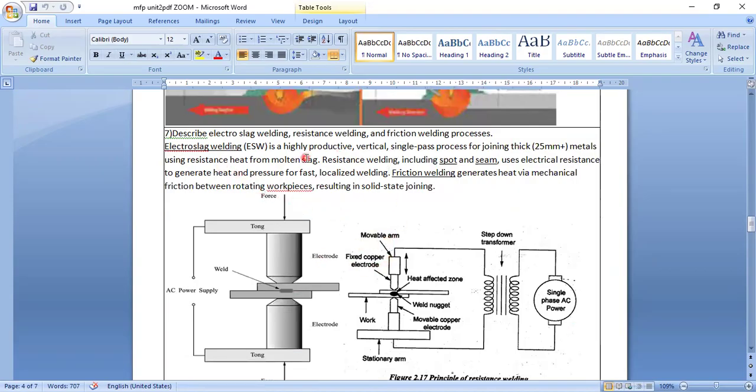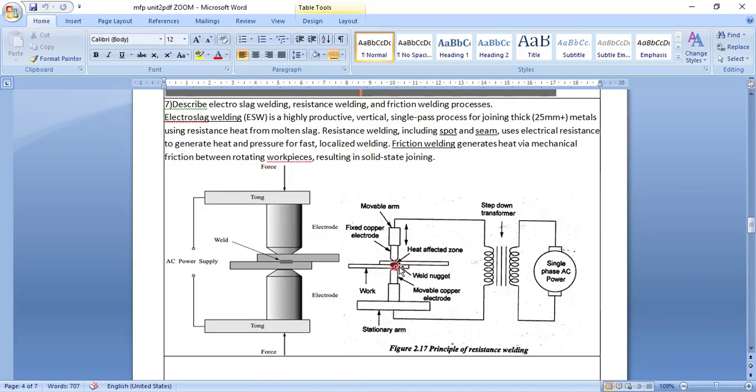Explain about electroslag welding or resistance welding. So I'm going directly to this. You see one plate and a second plate overlap together. Here one movable arm is there. This is a stationary arm. The workpiece is kept between them.